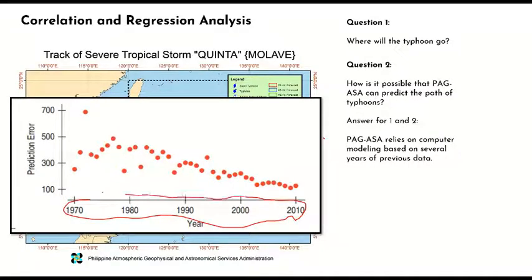So this is like a perspective study. And then from perspective study, okay, so this is a graph of prediction error and the year. So yung mga red dots na yan, are data points telling us that in the year 1970, ang prediction error of, let's say, for example, Pag-asa is nasa malapit to 300. So, ibig sabihin, in that particular year, nakakapagawa sila ng 200 to 300 errors in prediction. While here in 2010, mababa na yung prediction error nila. So, it means they're getting better at predicting how the typhoon is going to behave.